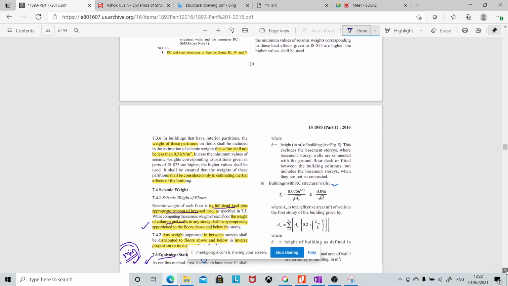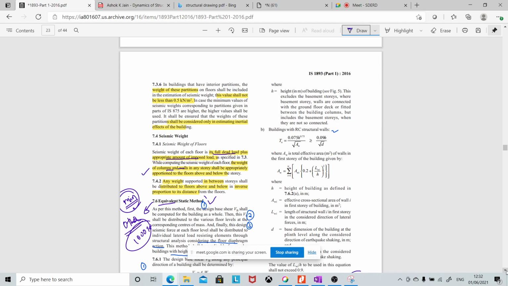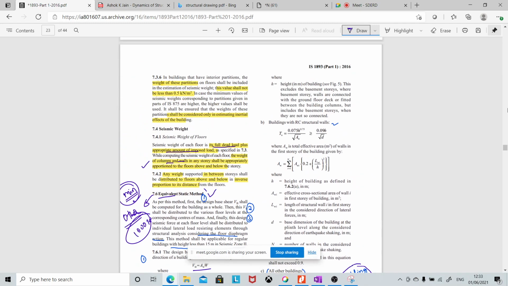One more thing regarding load calculation: full dead load plus an appropriate amount of imposed load. So this is the appropriate amount of imposed load. It is given here how to calculate the seismic weight. I hope it is clear to you.